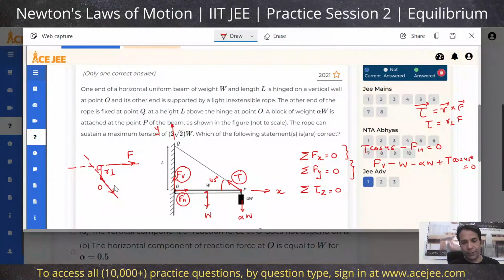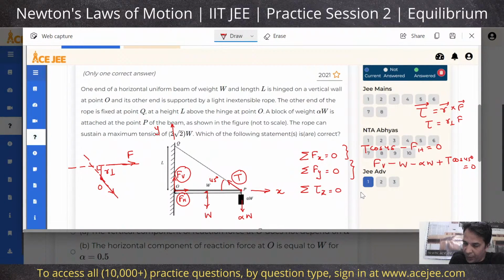Why? Because R perpendicular is 0. What was R perpendicular? It is the shortest distance from the point or the axis about which we're trying to find the torque to the line of action, which is 0 in this case. So the only forces I'm left with for which I'll have torque are Fv and W.